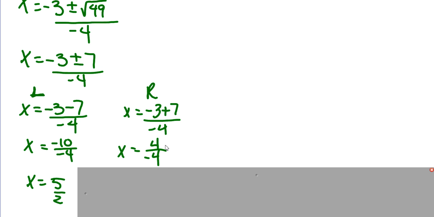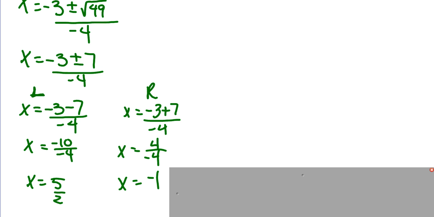On the right, 4 and -4, a positive divided by a negative, that's going to be a negative, and there's a greatest common factor of 4 for each part of my ratio, so this will simplify to -1. So my two solutions are -1 and 5/2. So that's a way that we could use the quadratic formula to find our solutions.